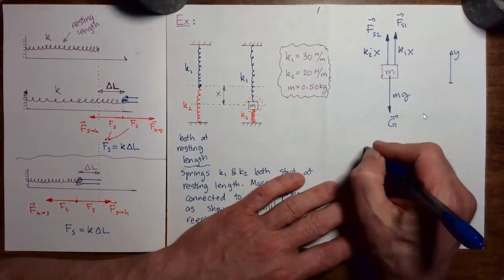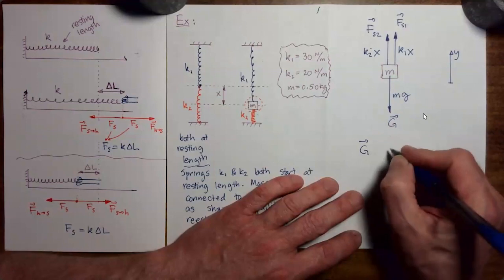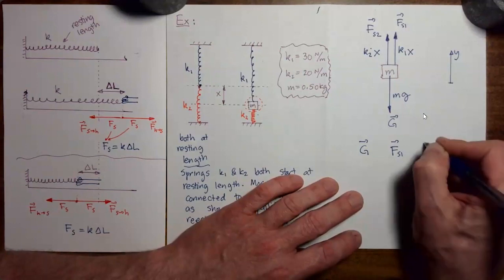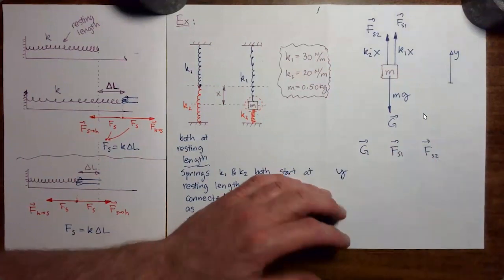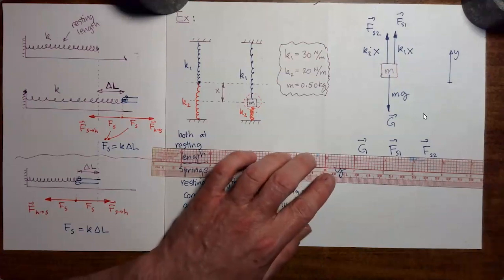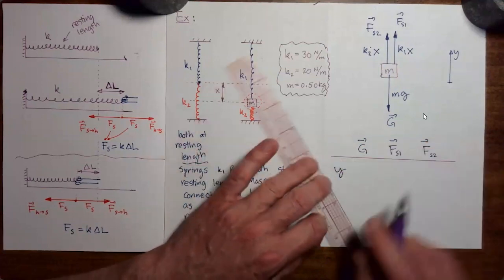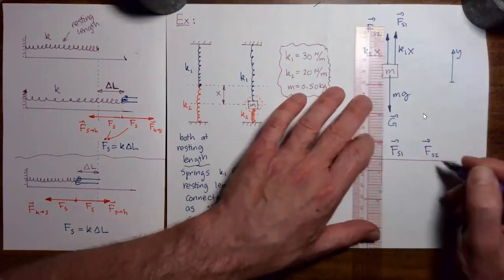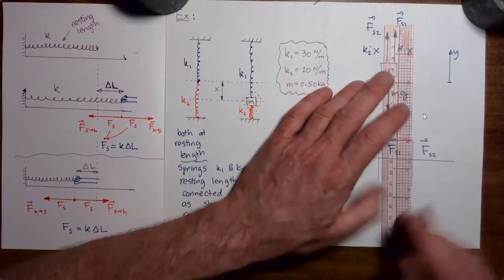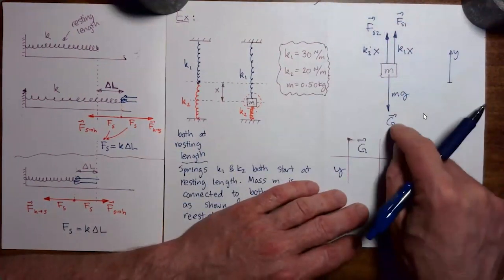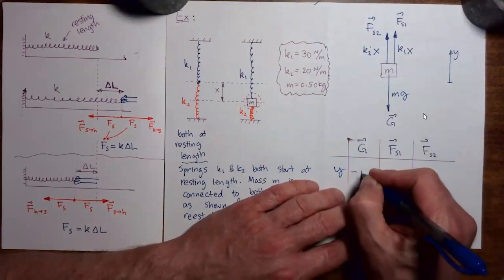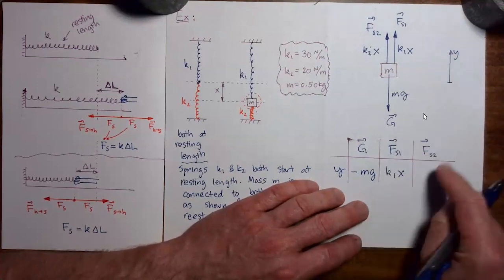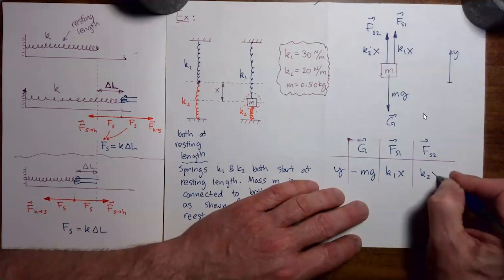All right, here we go. You have gravitational force, spring force 1, spring force 2. So for this problem, we only need y components. There's nothing going on in the x direction. All right, putting in the y components. The y component of the gravitational force is minus mg. The y component of spring force 1 is k1x. The y component of spring force 2 is k2x.